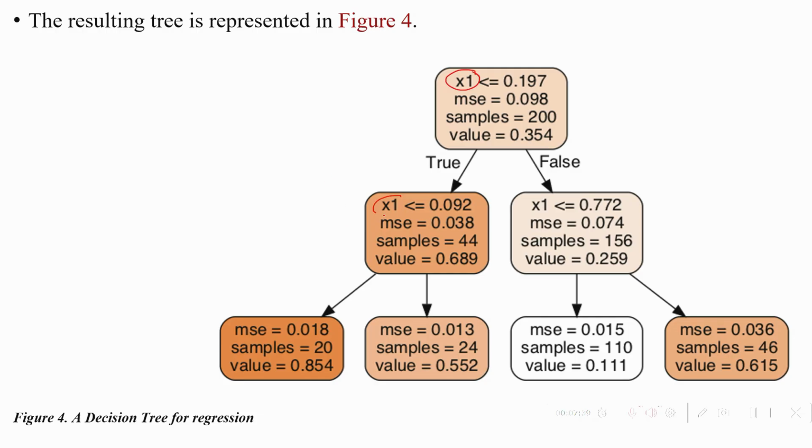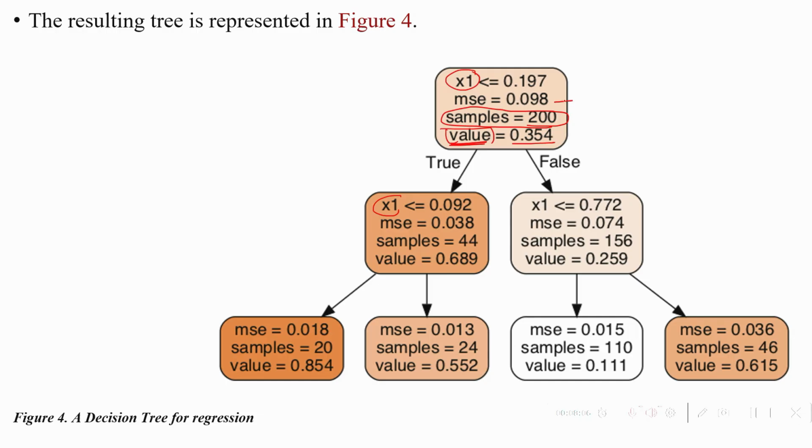Now the total number of elements in the sample is equal to 200, and the corresponding value equal to 0.354. In a decision tree classifier we have the class labels here, but this is a regression model, so we have the value equal to 0.354.